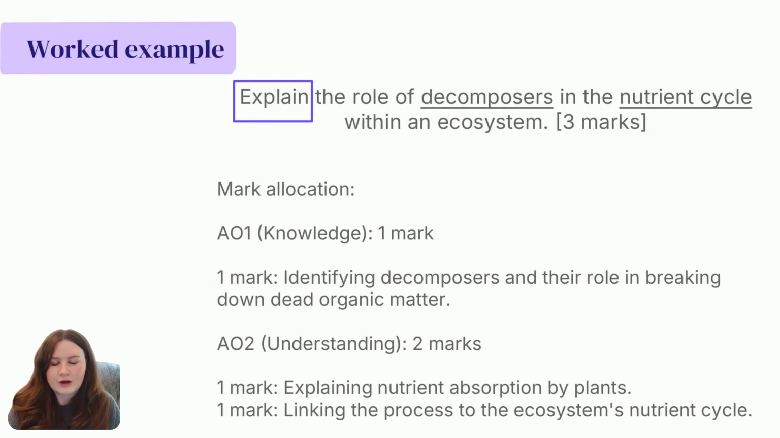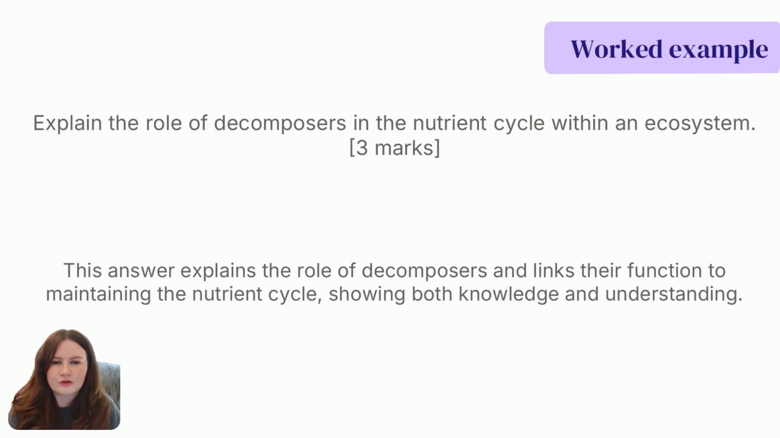Students would receive 1 AO1 mark for identifying decomposers and their role in breaking down material, and then 2 AO2 marks for understanding, 1 mark for explaining nutrient absorption by plants, and another mark for linking the process to the ecosystem's function. So overall, this answer explains the role of decomposers and links their functions to the nutrient cycle, demonstrating both knowledge and understanding.